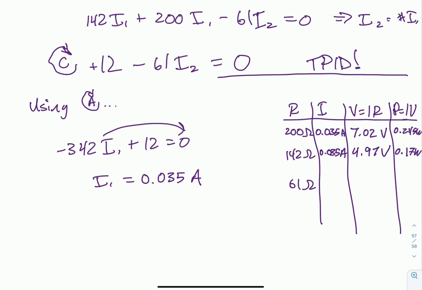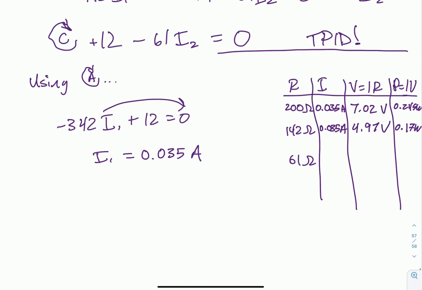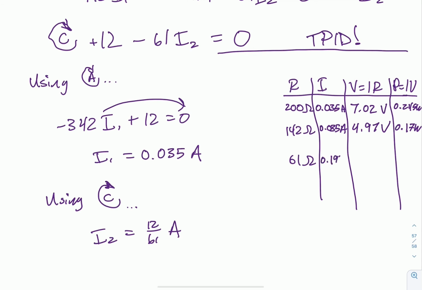And it looks like then we could use loop C to get I2. So we could say using loop C, we can get I2 is equal to, and it looks like it'll just be 12 over 61 amps. And so that will end up being 0.197 amps, so almost 0.2.